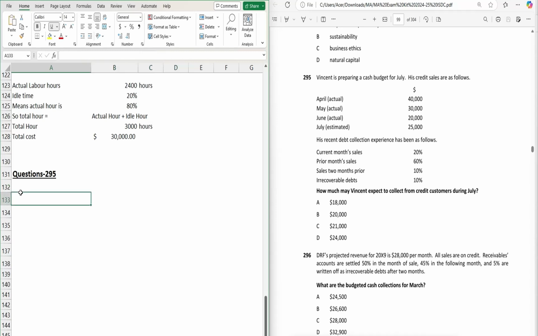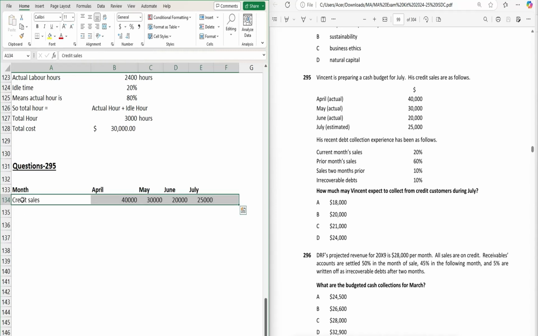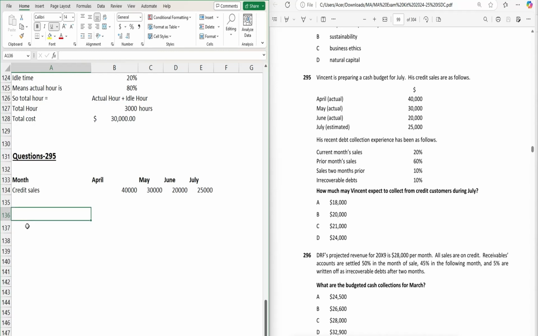Let's copy and paste that. They also provided the credit sales of these months, so let's copy and paste that as well from the question. Yes, here it is. And now the trick is to apply these percentages and calculate how much cash has been collected in the month of July. As per this data, current month sales 20% means if we are selling 40,000 in April, 20% of this 40,000 will be received in this month. Similarly, for May, if we are selling 30,000, then 20% of 30,000 will be received in the month of May.